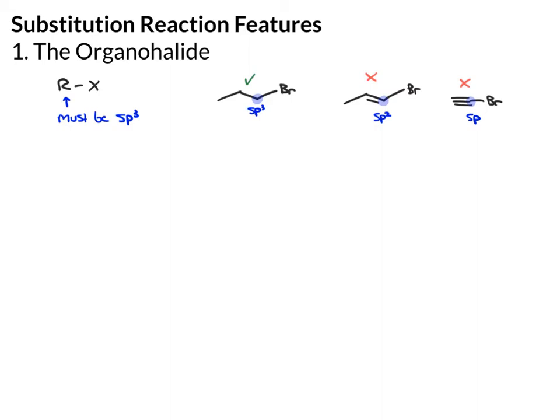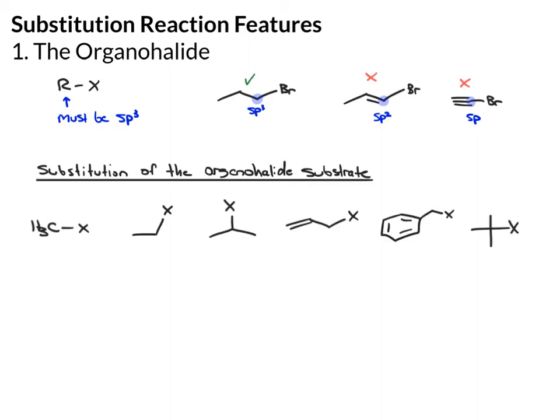The second thing has to do with the substitution of the organohalide. Here's a series of different organohalides that we can use in substitution reactions. In all cases, the halogen is bonded to an sp3 carbon. Just to remind you of the classifications here, first we have a methyl halide, then we have a primary, secondary, allylic, benzylic, and tertiary.